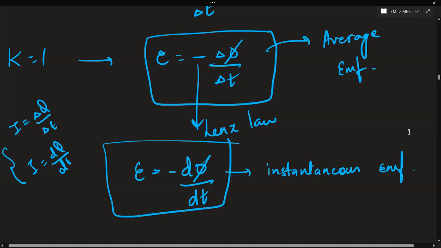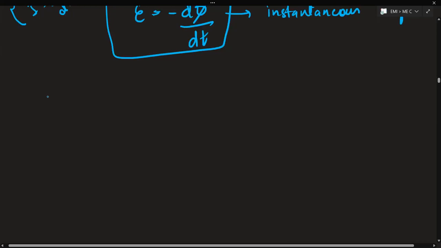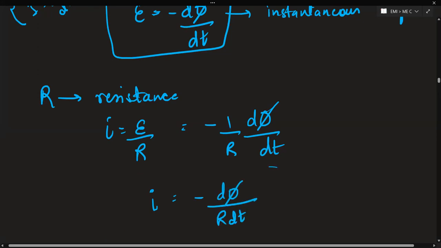Now, if induced current is asked, then what will you do? For induced current, if R is the resistance, resistance will be given to you, or there will be a way to calculate the resistance. So current will be what? Current is EMF divided by resistance. That becomes minus 1 by R delta phi, or d phi over dt. So current is the induced EMF divided by R, minus d phi over R dt.